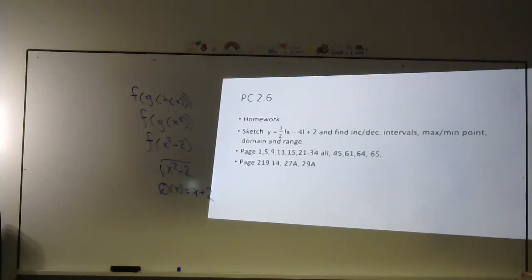Homework. I've got one extra problem. It's an absolute value graph. You should be able to sketch that right now with what we went over our last time together. Find the increasing, decreasing intervals, max, min, point, find the domain and range, and then some problems in the book.